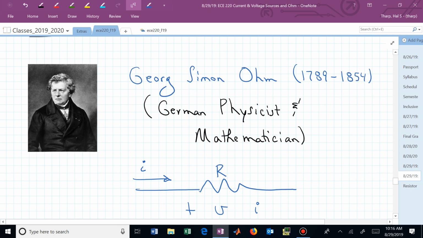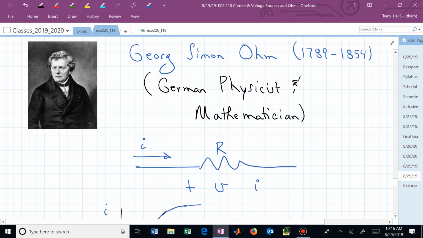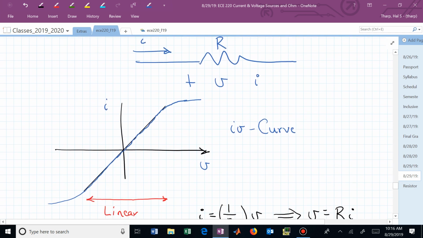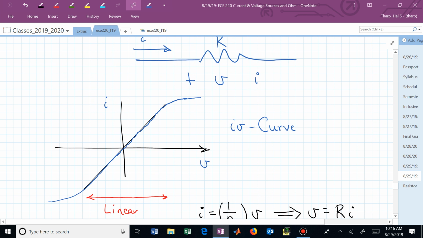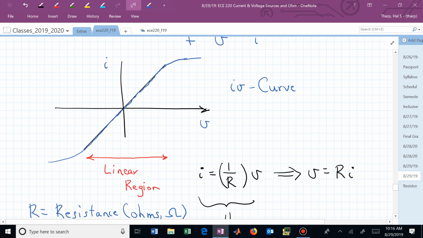But here is Ohm's law. V is equal to Ri, right? And if we push it beyond, it may take more voltage to get a little bit more current, and it won't satisfy that linear relationship. So in this class we're going to be focused on that linear region. And depending on what R is, that slope obviously will change.